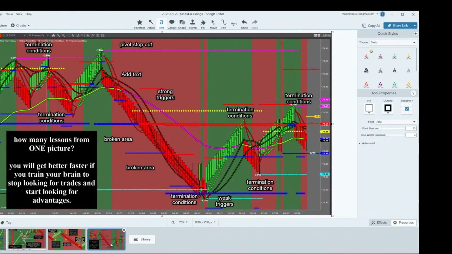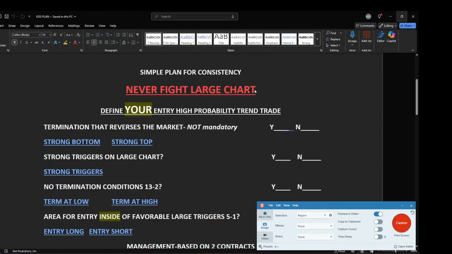Don't fight the large chart. Don't trade into termination conditions. They're likely to stop the market. It takes away your advantage. Don't fight strong triggers. The market, the odds are favorable for it to continue down. Why would you go up? Hell, don't fight the trend. That's what the large crowd wants to have happen. So don't fight the large chart.